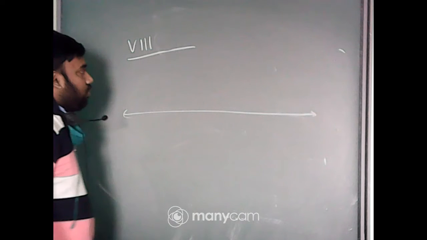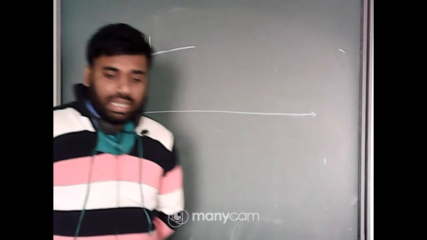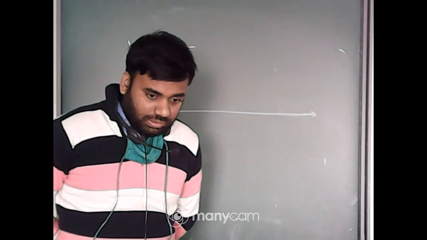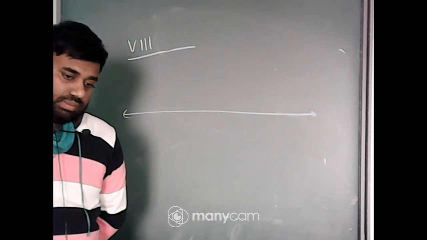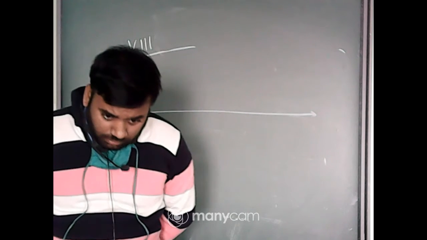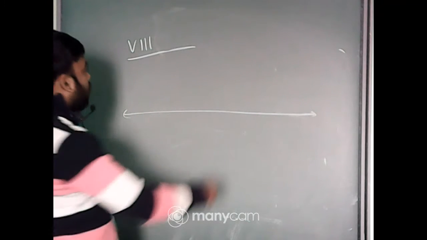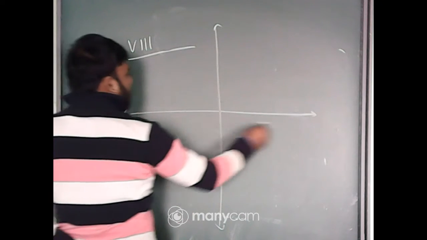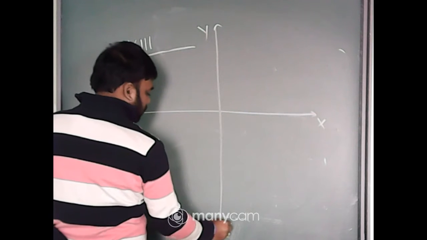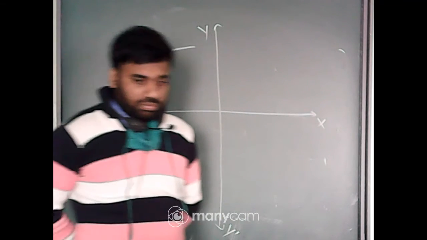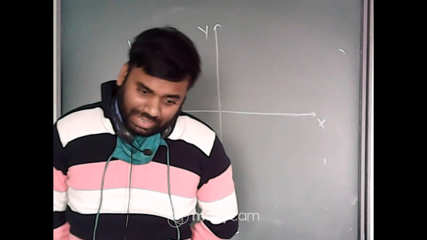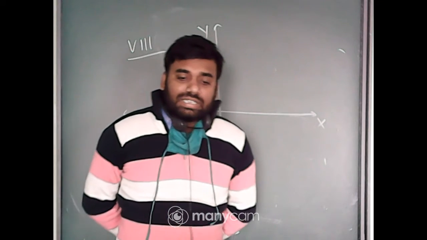So I have drawn a line. What is that axis? What is the line? Quickly answer in the chat box, everyone. X-axis, yes, it is called the x-axis or horizontal line. That line is the y-axis, and that x-axis and y-axis intersect at a point.